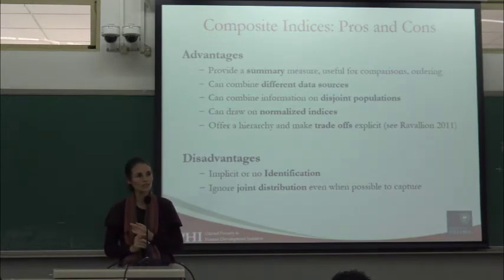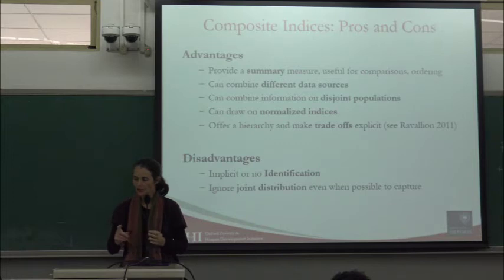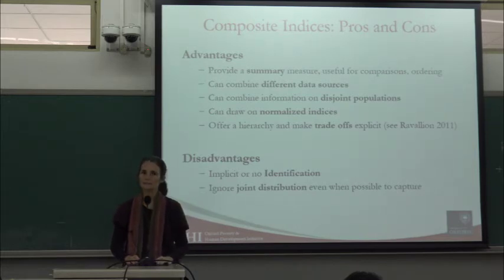Just like a dashboard, it can combine different data sources. Just like a dashboard, it can combine information on children with adults. It can also normalize indices, so look at the minimum and the maximum of different populations. And unlike a dashboard, because it aggregates, it has a hierarchy, it has weights, trade-offs, and makes these explicit. Okay, so those are advantages of a composite index.